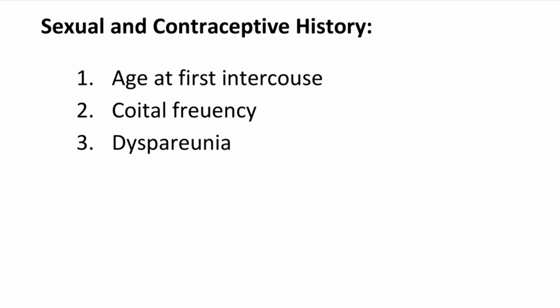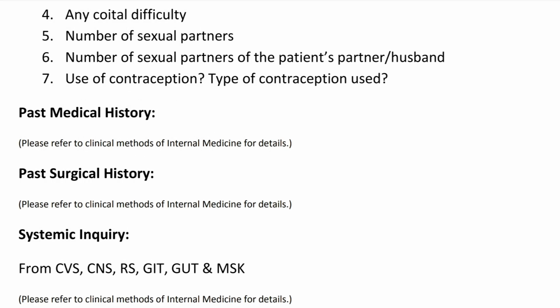Number two, the coital frequency. Number three is dyspareunia, which is painful intercourse. Moving on, we will ask about coital difficulty, the number of sexual partners of the patient's partner or husband, use of contraception, and the type of contraception which is being used.